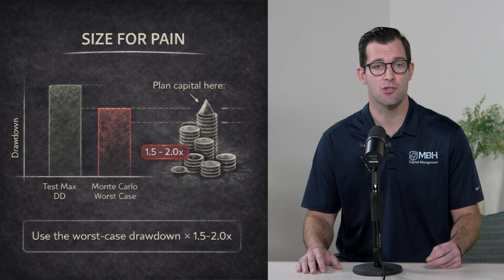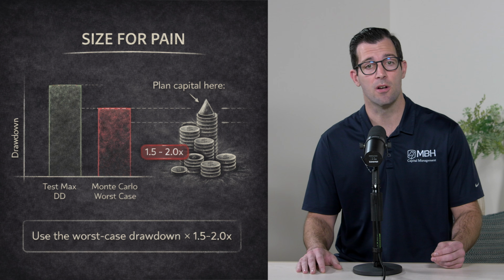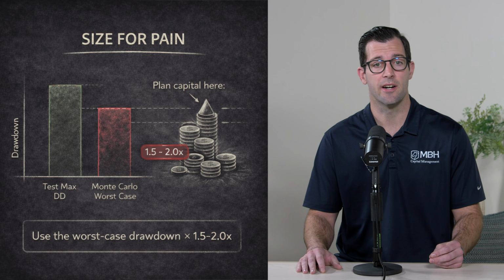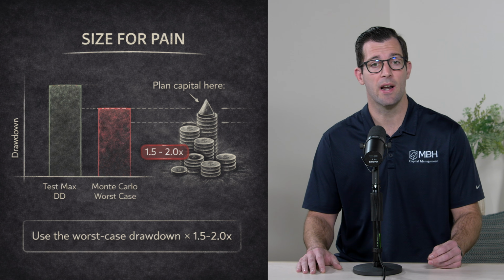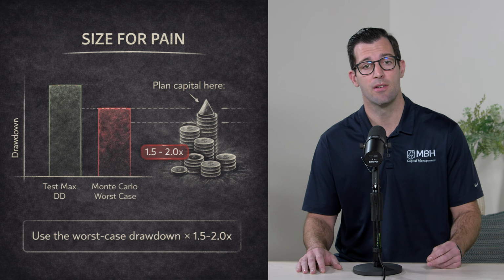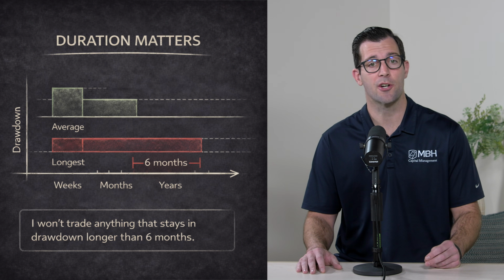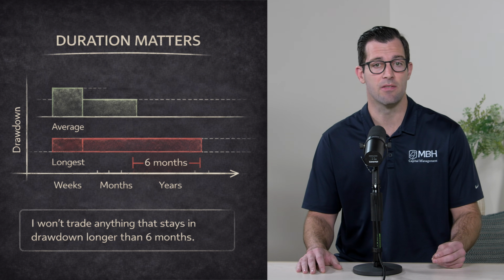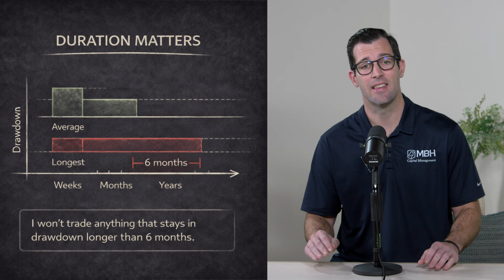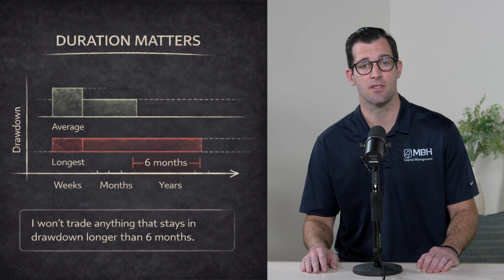You want to size for the pain you may take. Take your test max drawdown, look at it in a Monte Carlo analysis in the worst case scenario, and then plan for it to be 1.5 to 2 times more in real life. Duration matters. Log your average time underwater and the longest recovery time it took to get back to even. I will not trade anything that stays in a drawdown for longer than 6 months.